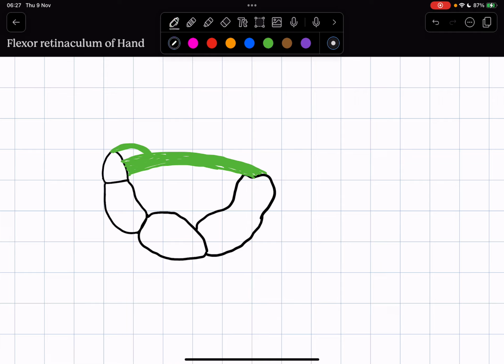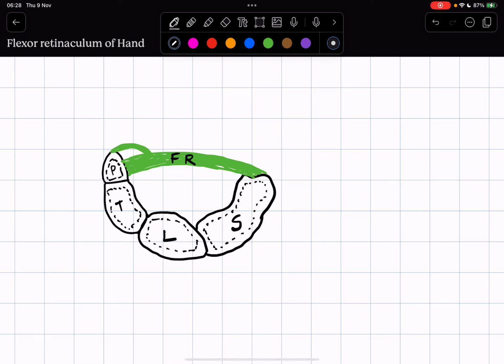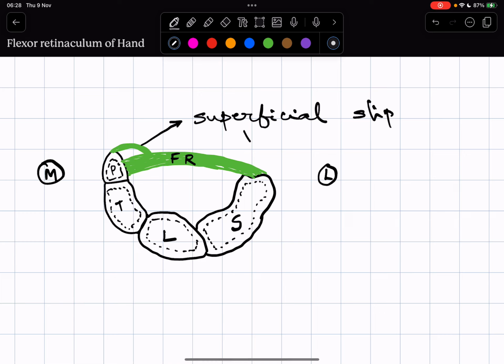So what do we see here? We see this bone. This is our pisiform bone, and here we have, what is this bone? This is your triquetral bone, and here we have the lunate bone, and this one right here is the scaphoid bone. So these are the bones of the proximal row, and this structure here is the flexor retinaculum. This is obviously medial, so this is obviously lateral, isn't it? So medially, this particular structure here is the superficial slip of the flexor retinaculum, which is also known as the volar carpal ligament.